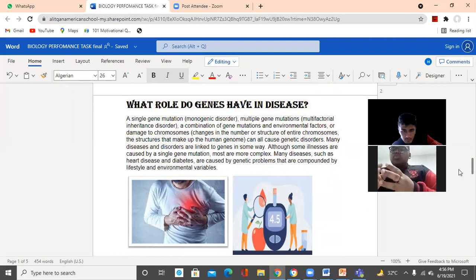Many diseases and disorders are linked to genes in some way, although some illnesses are caused by a single gene mutation. Most are very complex. Many diseases, such as heart disease and diabetes, are caused by genetic problems that are compounded by lifestyle and environmental variables.